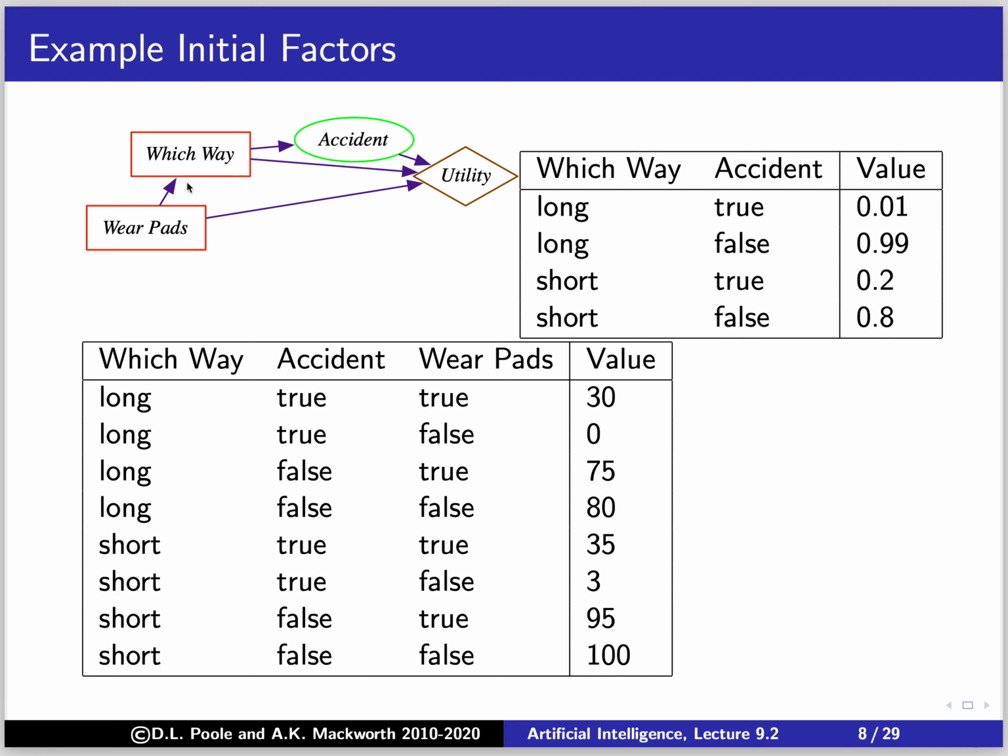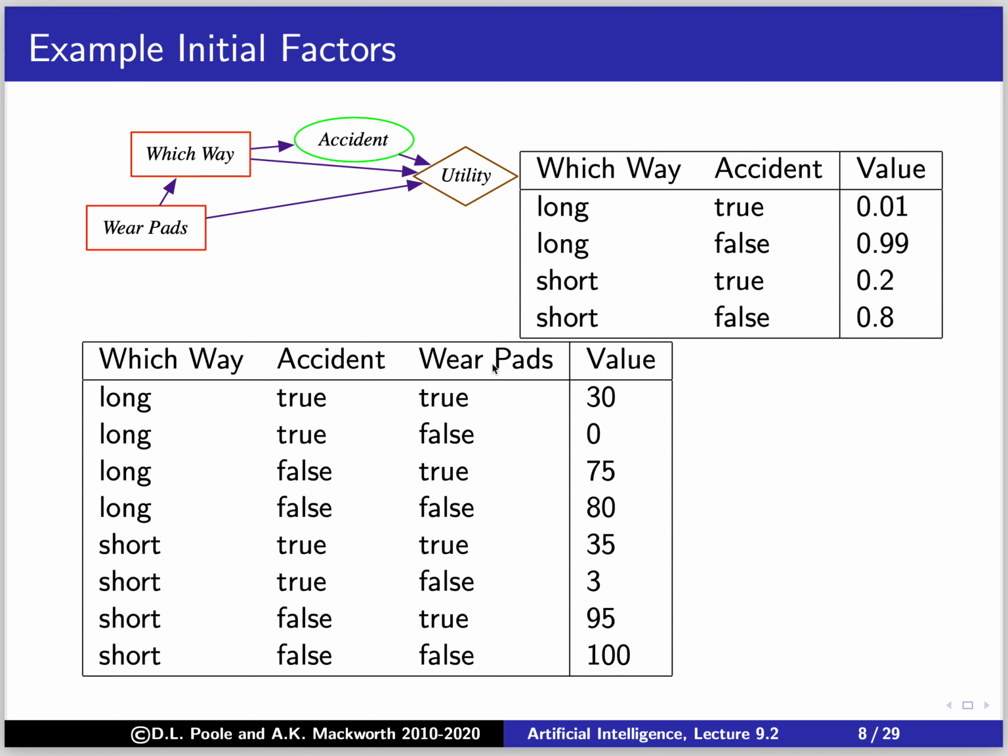Here's the one we had before. There's an accident, which depends on which way, and there's utility. There are two factors in here. One is the probability of accident given which way. It says that the probability of an accident if you go the long way is 0.1, and the probability of an accident given you go the short way is 0.2. This is the probability factor. And there's another factor for the utility, which is the utility we did last time.